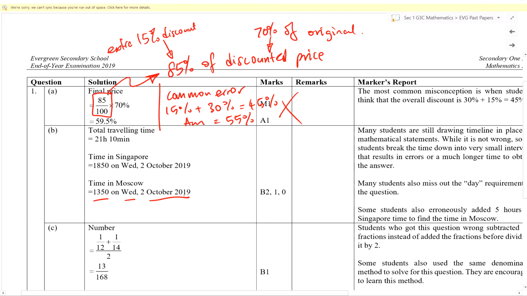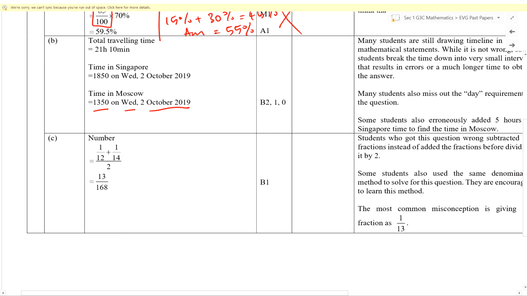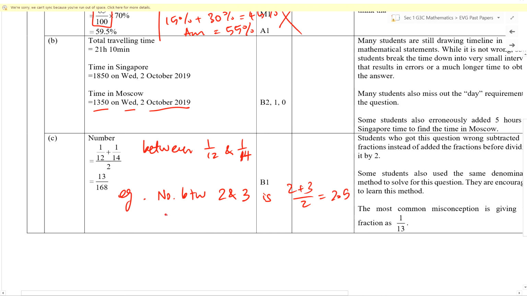Okay, next, now part C, we need to write down a rational number exactly between 1/12 and 1/14. So finding the number in between is the same as finding the average. Alright, then for example, the number between 2 and 3 is (2 plus 3)/2, which is 2.5. Another example, the number between 4 and 10 is (4 plus 10)/2, which is 7.